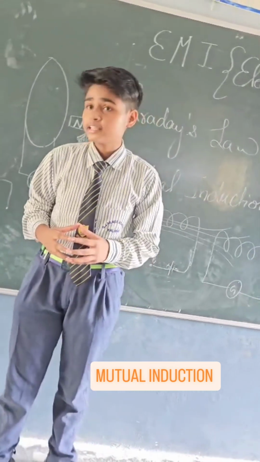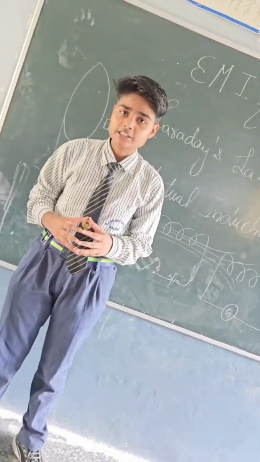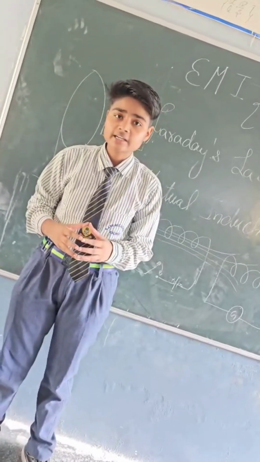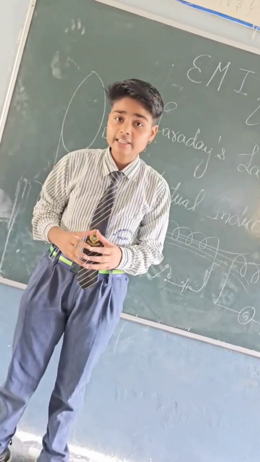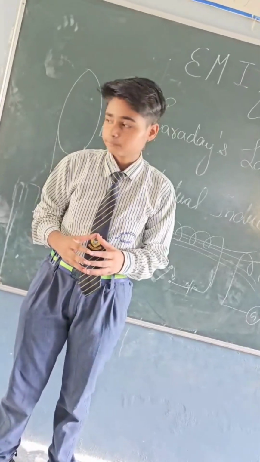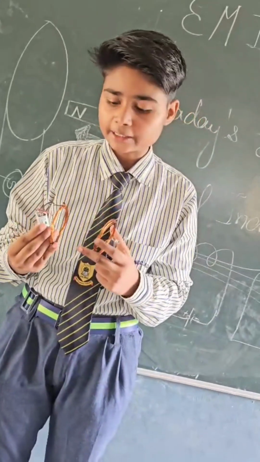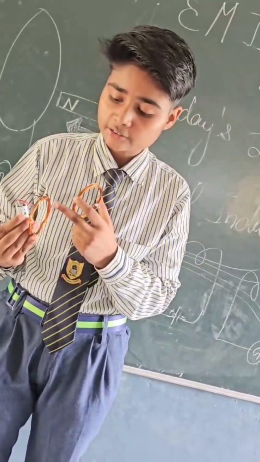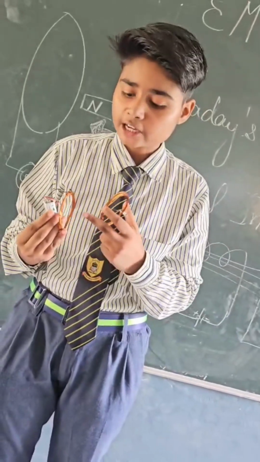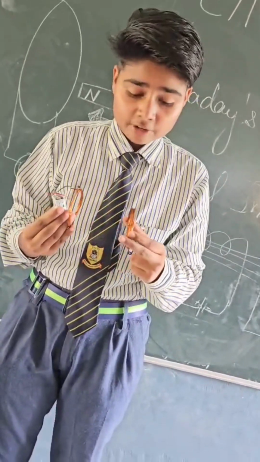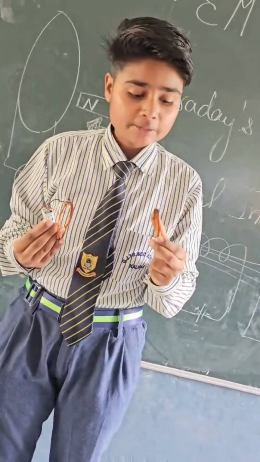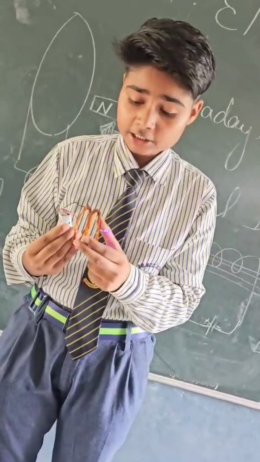Mutual induction is just like electromagnetic induction, but in this we generate current in a coil with the help of another current-carrying coil. Here you can see that there are two coils. One of them is connected with a battery and it is also connected with a resistor. This resistor provides variable current to this coil. When we move this other coil with an LED bulb towards it, it glows.